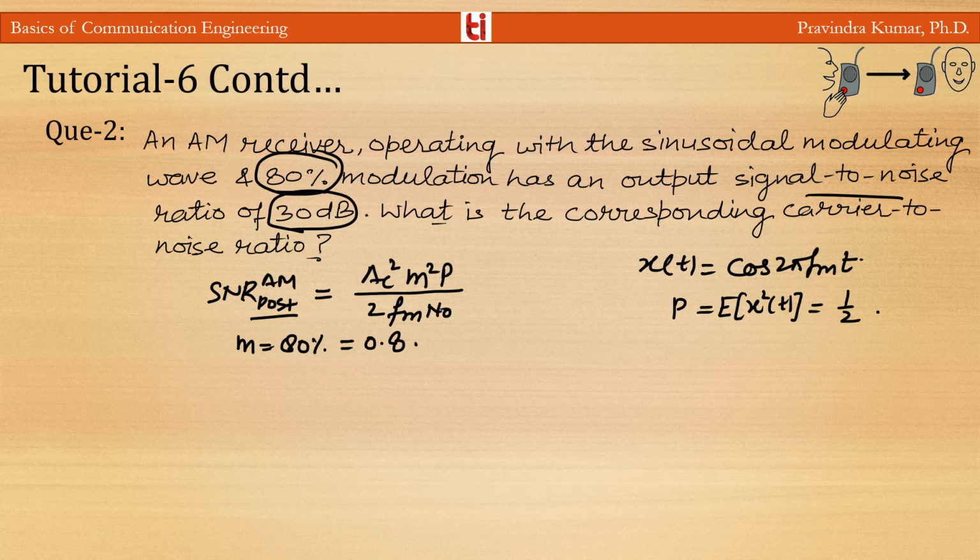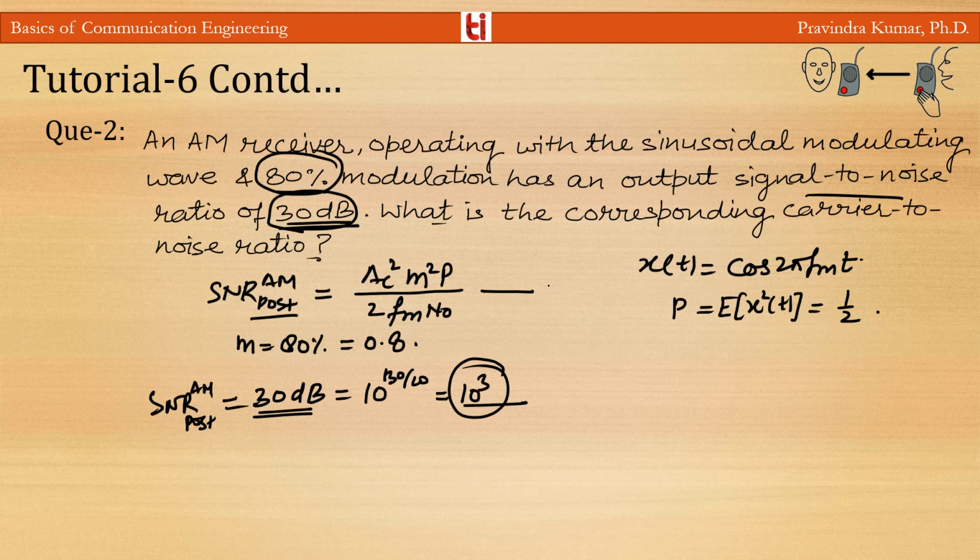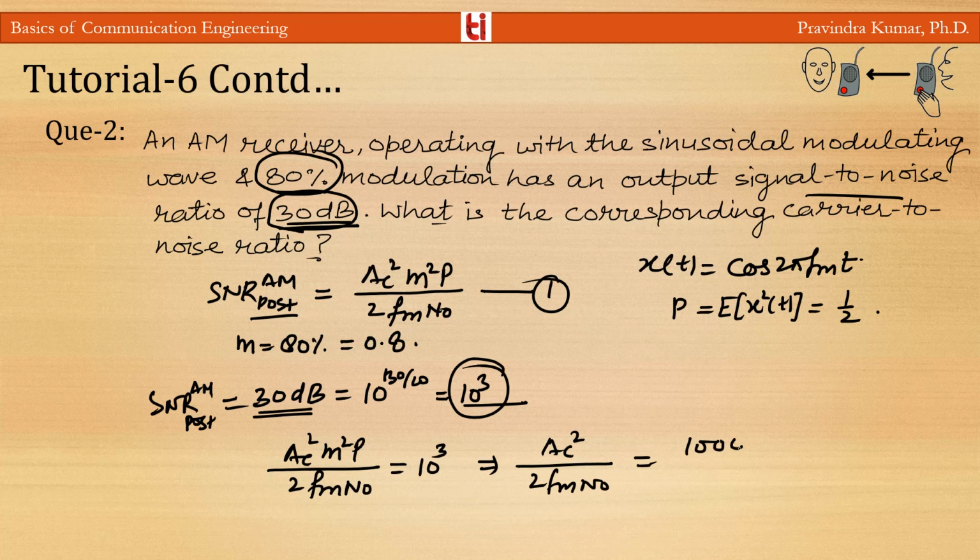Then the post SNR is given as 30 dB, or you can say this post SNR in normal form will be 10 to the power 30 by 10, or 10 to the power 3. So post SNR is given as 10 to the power 3. So using this equation, we have Ac square m square P by 2 fm N naught equal to 10 to the power 3. So from this we can calculate Ac square by 2 fm N naught. It is 1000 by 0.32.